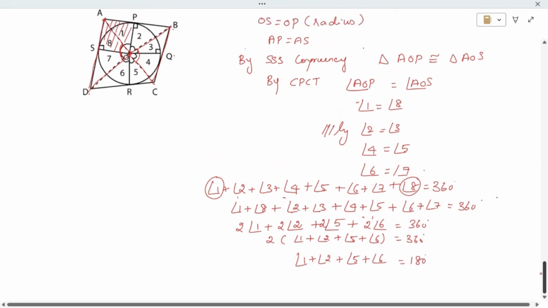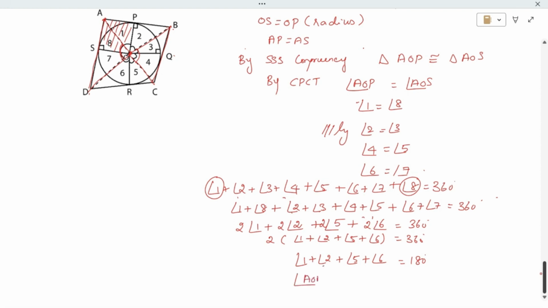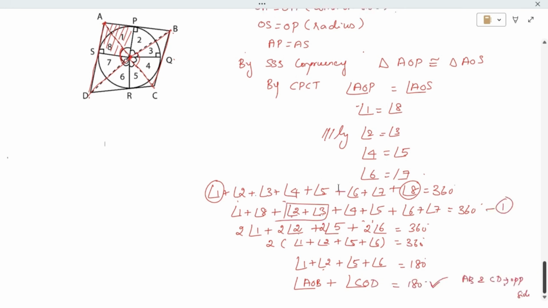So check from the figure what is angle 1 plus angle 2, that is angle AOB. And what is angle 5 plus angle 6, that is angle COD, and the sum is equal to 180 degrees. So I know AB and CD are opposite sides. So opposite sides subtend supplementary angles at the center. I have proved it, haven't I?